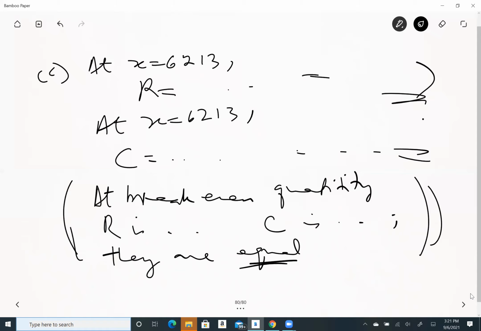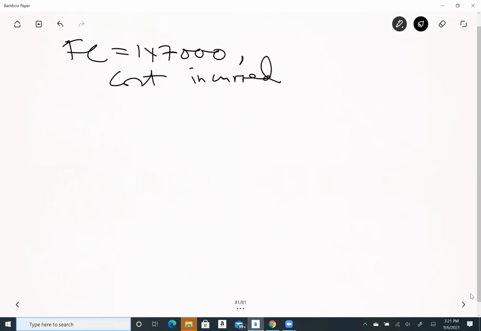And then for part D, I think most people got this correct, because D is the fixed cost. That means your fixed cost is equal to 14700. That will be the cost we incurred even if there is no production, or even at X equal to 0. All right. So that is the point.